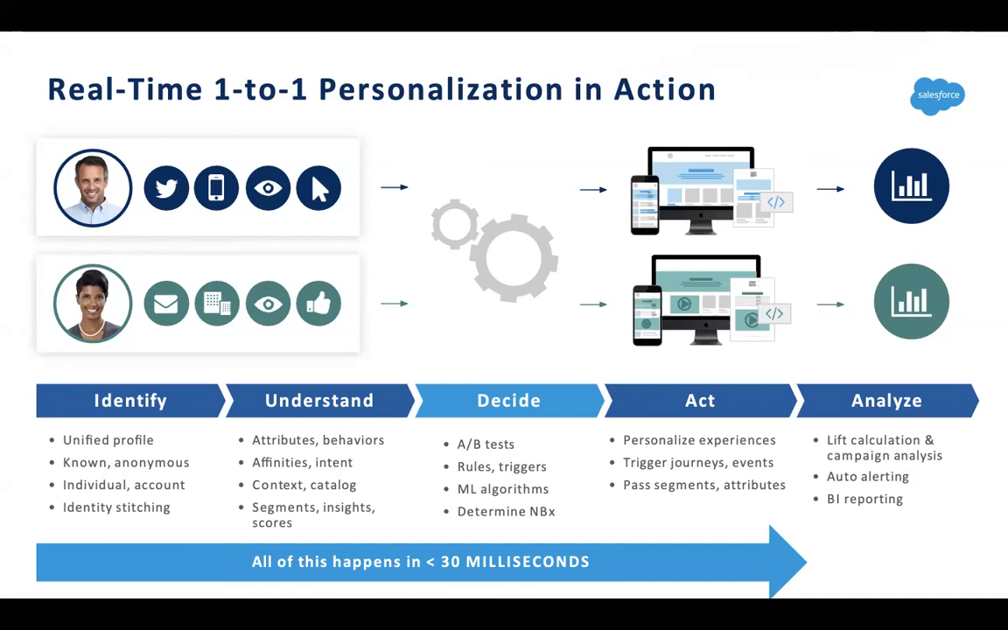What Interaction Studio does is identify the interaction, whether you're an identified or anonymous person. The system knows known people and unknown people. It all works with IPs, and they do have individual accounts and identity switching. Once they find out the identity, they'll understand the attributes and behavior of the person, what they have done, and they'll find out the context and catalogs. We can design those affinity profiles, segments, insights, and so on.